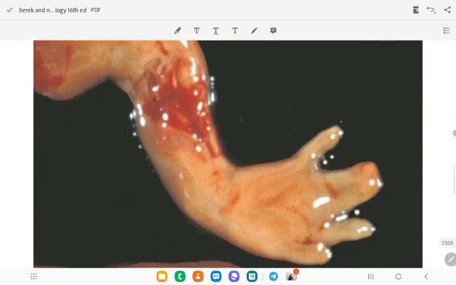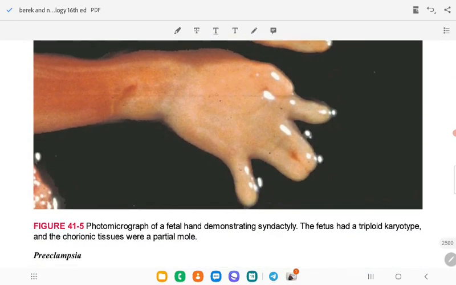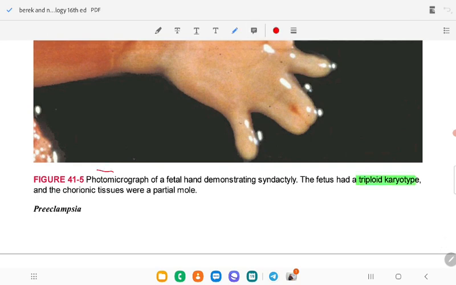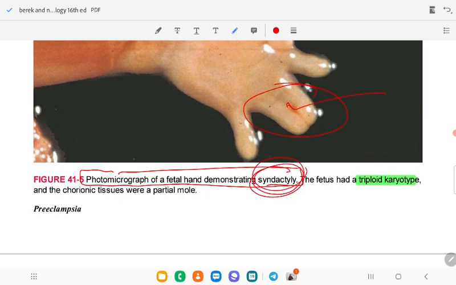This is fetal syndactyly in partial mole because of triploidy. The bottom micrograph shows a fetal hand demonstrating syndactyly. Here you can see the fusion of syndactyly, triploid karyotype, and the chorionic tissue was partial mole.